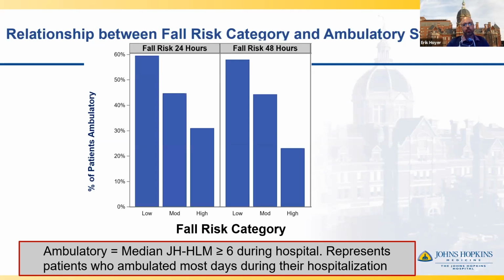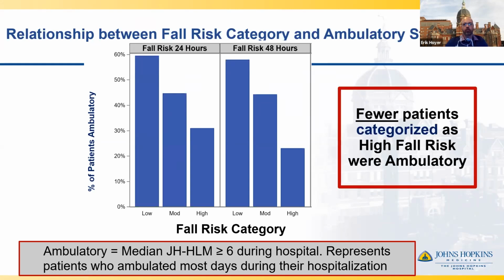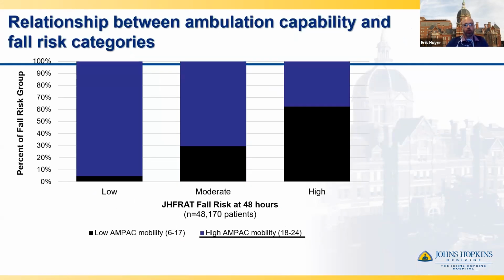For the purposes of analysis, we also looked at the relationship of fall risk within 24 hours, and we see a very similar relationship. But because we had a lot more missing data within 24 hours, we just used the fall risk score at 48 hours, and we felt we would have a similar interpretation of our results. So in quick summary, fewer patients categorized as high fall risk or moderate fall risk were ambulatory compared to patients with low risk. And then the second question that we wanted to look at is what is the relationship?